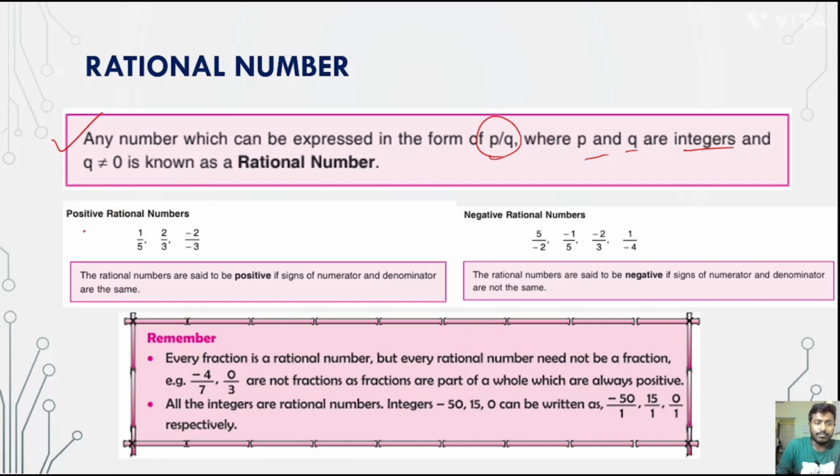Rational numbers are of two types: one is positive, another is negative. Remember, every fraction is a rational number, but every rational number need not be a fraction, because minus 4 by 7 is not a fraction, and 0 by 3 is also not a fraction. All integers are rational numbers. Integers like minus 50, 15, 0 can be written in this form. That's why all integers are rational numbers.